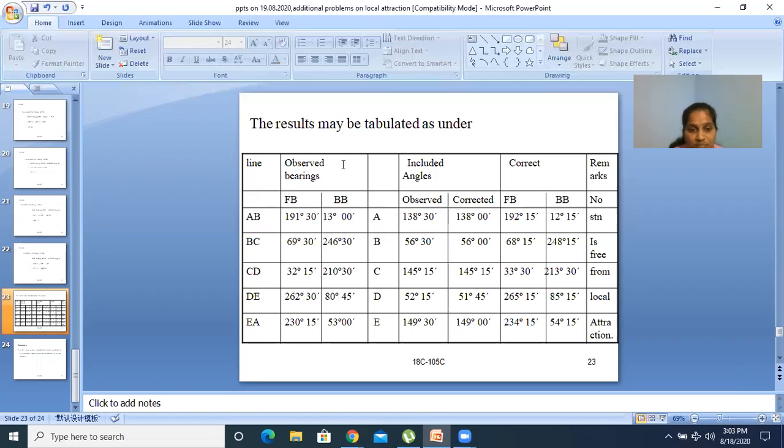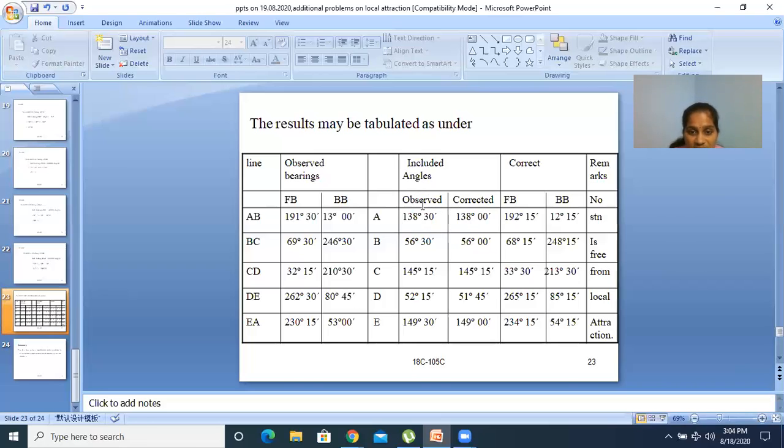Okay, and then by observing this one and by taking the differences of forebearing and back bearing, there is no line which has a difference of exactly 180. And then when this type of problem comes, we have to apply the included angle method. In the included angle method, first of all we have to calculate the included angles of all stations, and then by taking the minimum value, least difference value, we can apply the corrections.